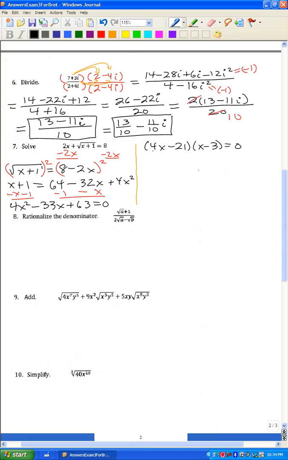Set each factor to 0. 4x minus 21 is 0. x minus 3 is 0. And so add 21 to both sides of your equation. Divide by 4. Add 3 to both sides of your equation. And now let's check.